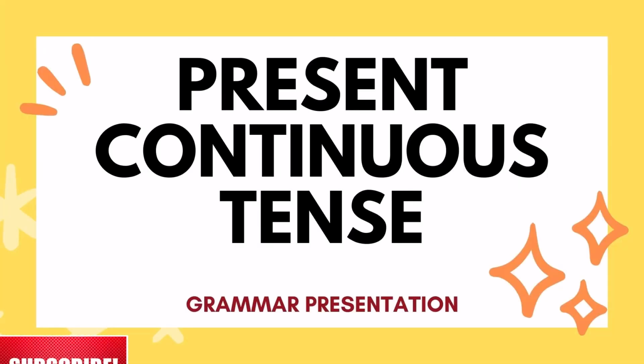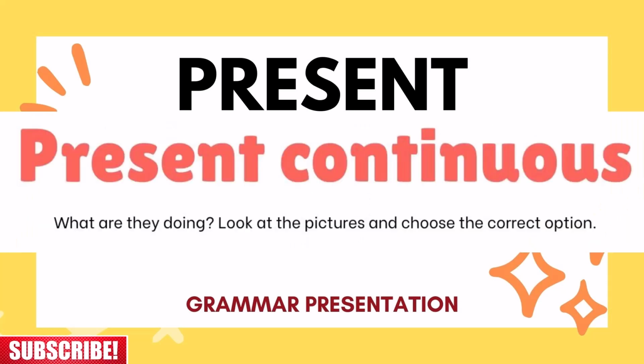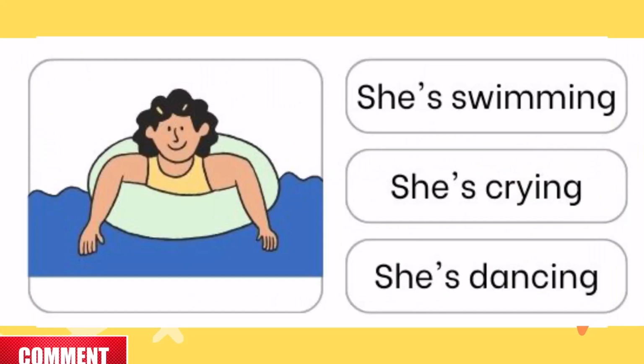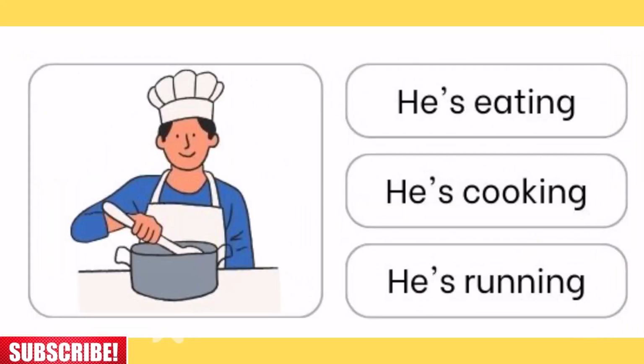Present continuous tense. Present continuous. What are they doing? Look at the pictures and choose the correct option. She's swimming, she's crying, she's dancing. He's eating. He's cooking. He's running.